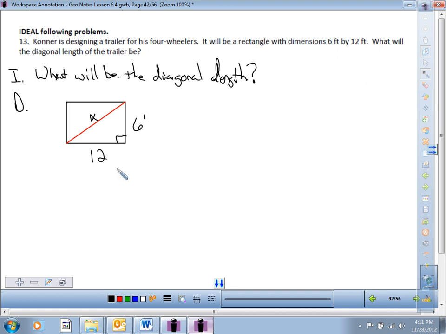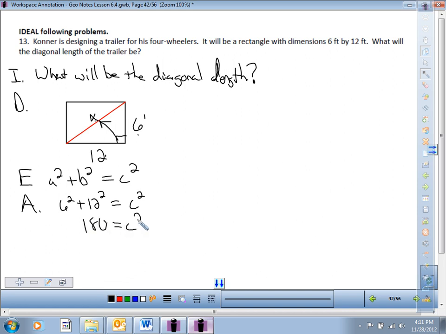Now, how do we find the third side of a right triangle? That's the Pythagorean theorem. So our E, we'd want to jot that down: a squared plus b squared equals c squared. If we look at this drawing, that x is my hypotenuse. The diagonal is always the hypotenuse of that right triangle. So we'd have it set up 6 squared plus 12 squared equals c squared. 6 squared plus 12 squared is 180. Then we square root the 180 and get 13.4. So we find that that side is 13.4.